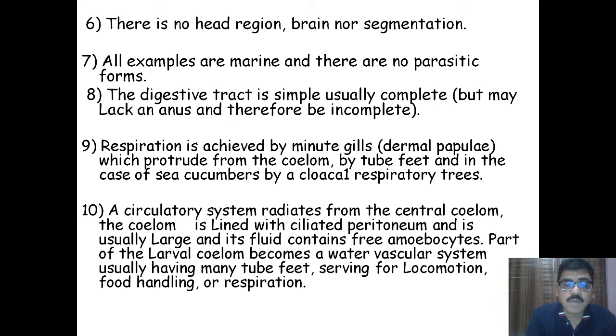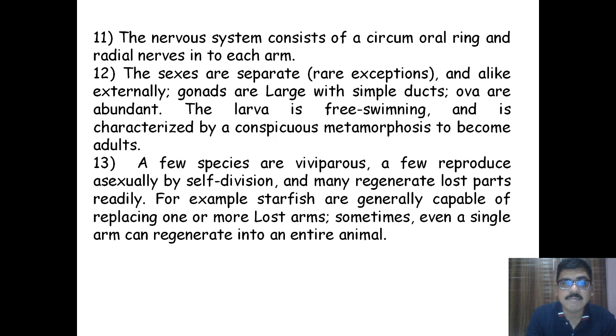Means this circulatory system radiates from the central coelom, and this coelom is lined with a ciliated peritoneum, and is usually large and contains a few cells called amoebocytes. And part of the larval coelom becomes a water vascular system, and in Echinodermata it is useful for locomotion, food capture, and respiration, with the main structure being the tube feet.